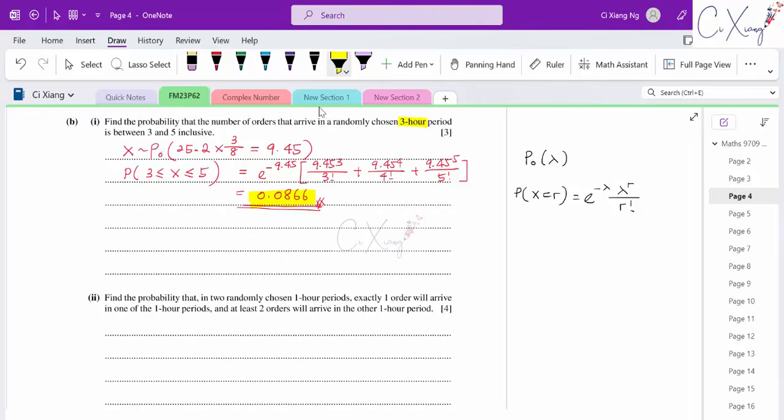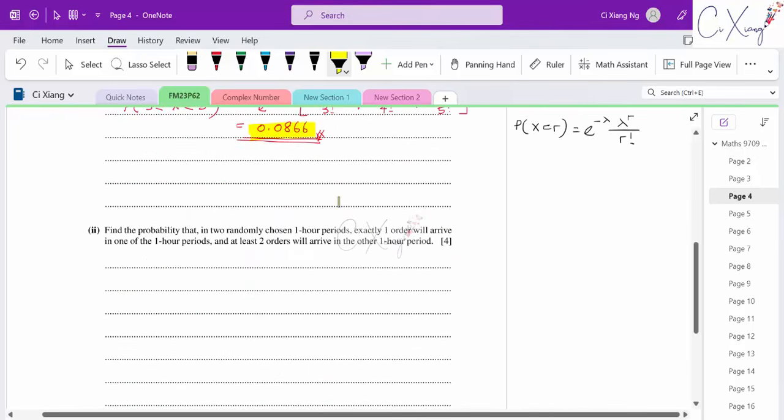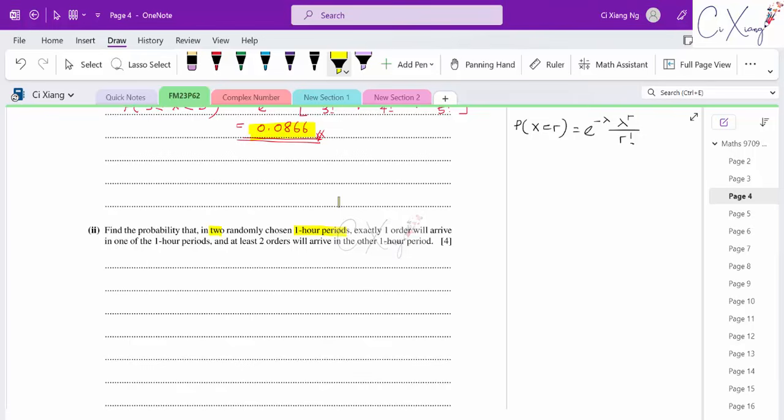Then continue further. For part 2, they want us to find the probability for two randomly chosen 1-hour periods. We have two periods actually, and each of them is 1 hour. Exactly one order will arrive in one of the 1-hour periods, and at least 2 orders will arrive in the other 1-hour period. Now we focus on the 1-hour period, therefore the lambda will be different again. I have 25.2 for 8 hours, so multiply by 1 divided by 8. The lambda for 1 hour will be 3.15.